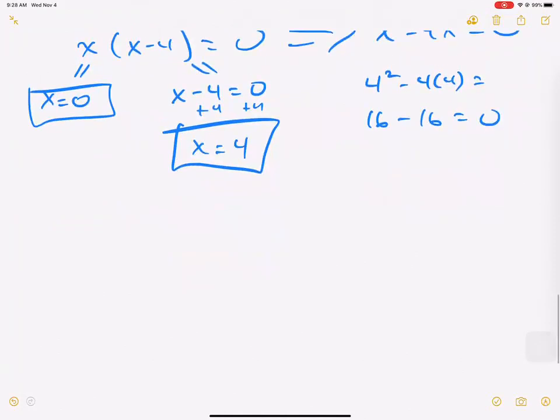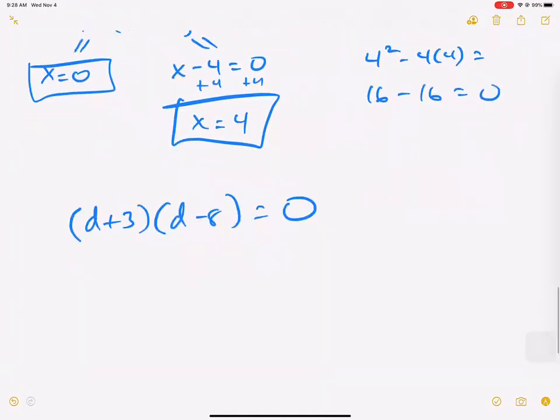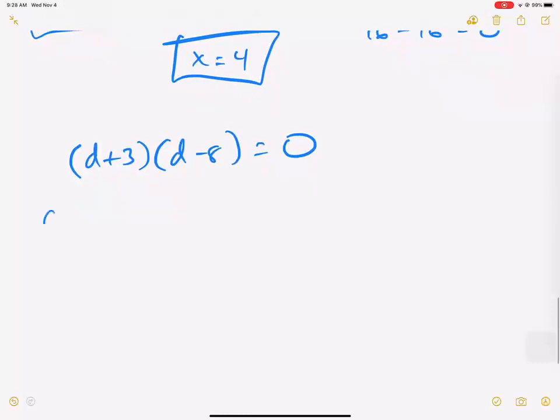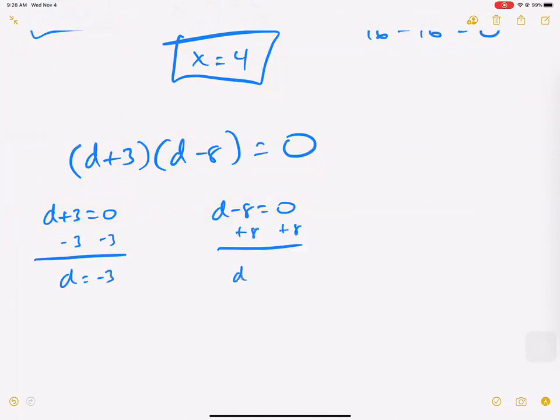If I switch it up, if (d plus 3) and (d minus 8), what numbers will make this go to 0? We'll set them apart. So minus 3 to both sides, d is equal to negative 3. Plus 8, plus 8, d is equal to 8. Turns out these are both our values that would work.